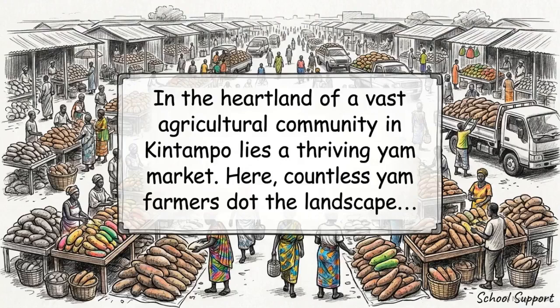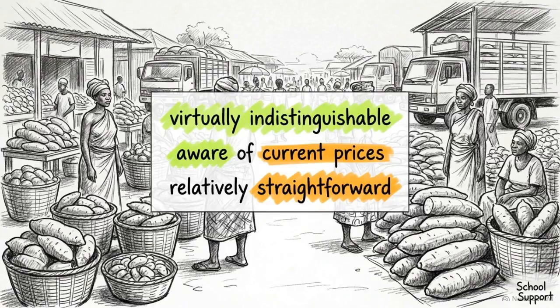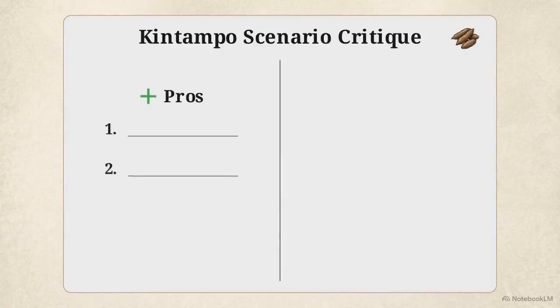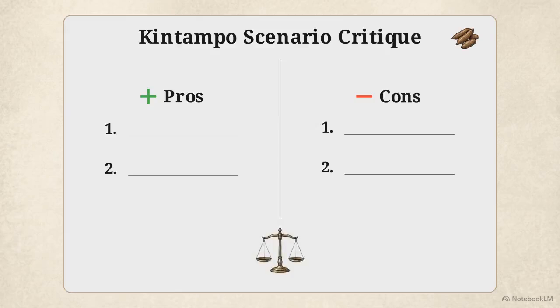Now, let's put this into practice. Pause the video and read this extract about the Kintampo market. Based on the homogeneous goods, perfect knowledge, and free entry and exit, identify exactly which market structure this scenario represents. Before your next class, formally critique this Kintampo scenario. Write down 2 specific advantages and 2 specific disadvantages that this precise market structure creates for the local agricultural community.